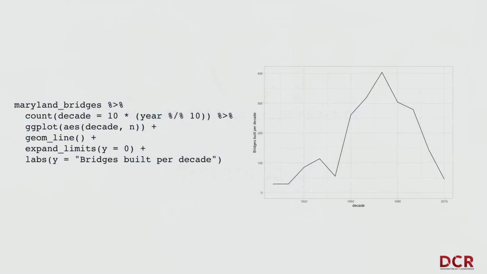So in a graph like this, I would end up with a data set like this. I might end up taking this, doing a geom line, and so the number of bridges built in each decade.